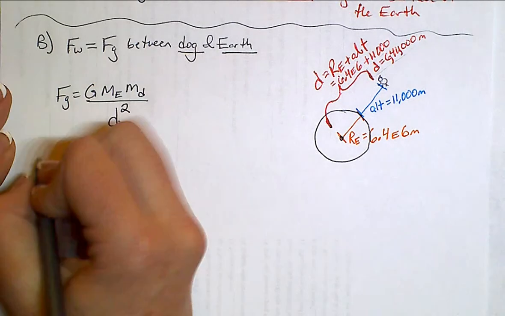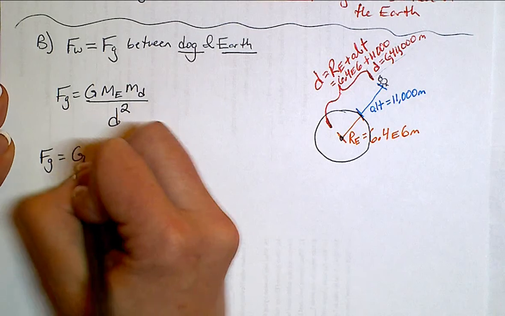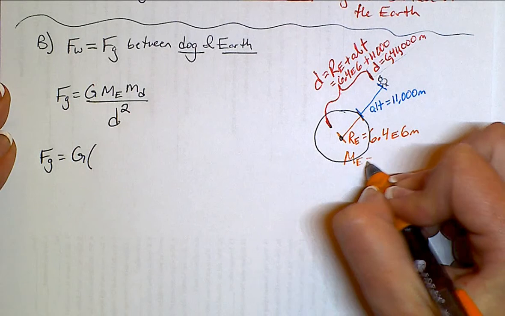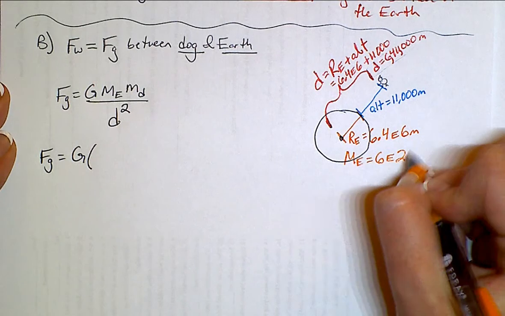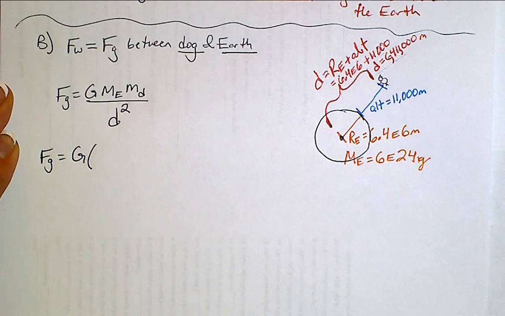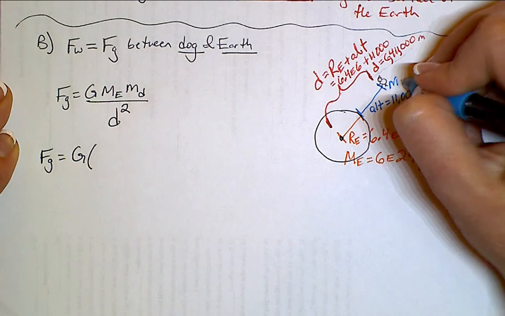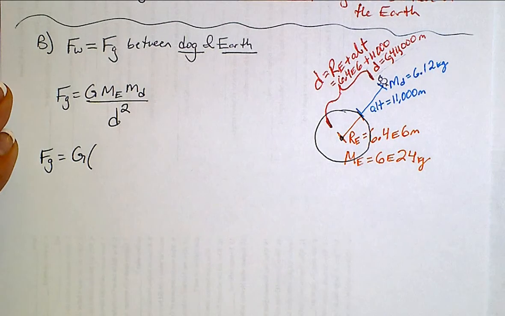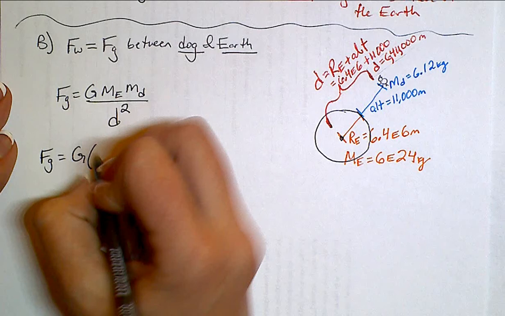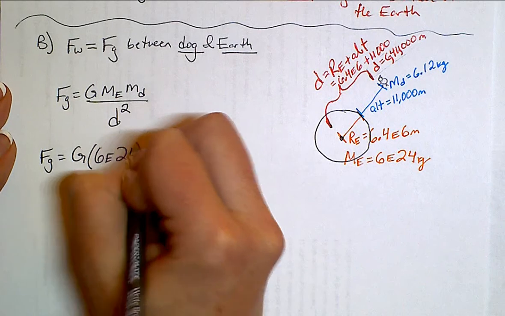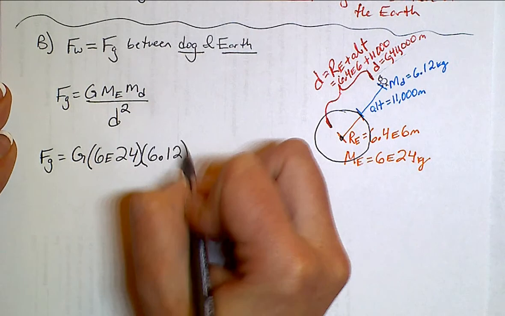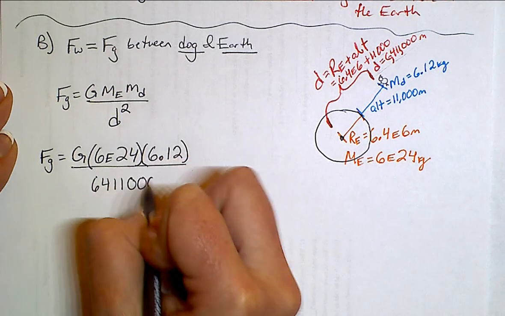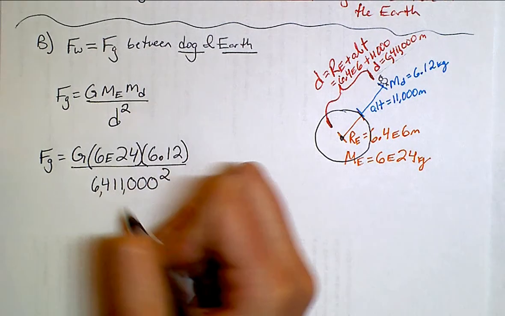So F is equal to G times the mass of the Earth. You don't have to draw this. I just think it's nice if you can go ahead and write down all the information that you know. So you do know the mass of the Earth. You also know the mass of the dog, and the mass doesn't change no matter where you go. So it's 6.12 everywhere. So the mass of the Earth times the mass of the dog over the distance between them, which is 6411000 squared. Don't forget that you still square it. It's part of the equation.